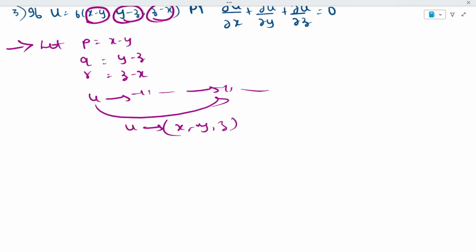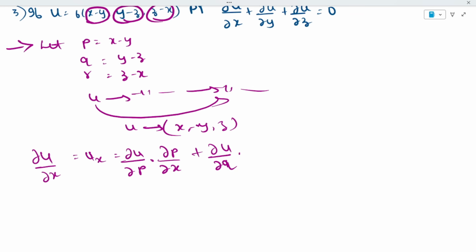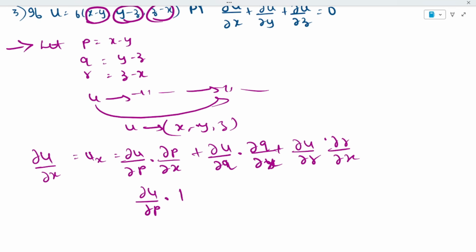Next, if you want to find the partial derivatives, del u divided by del x, that will be u x. That is the partial differentiation with respect to x. Del u divided by del p into del p divided by del x, plus del u divided by del q, again the same formula, I'll not repeat, with respect to x, and del u divided by del r into del r divided by del x. If you substitute, it will be del u divided by del p into 1, since with respect to x, that will be 1.